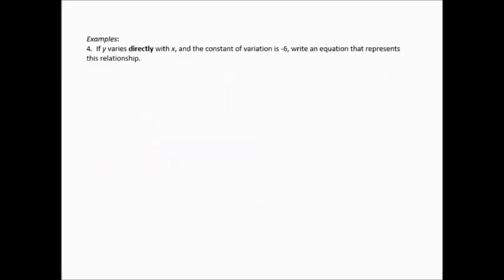Let's take a look at a word problem here. So this problem does not give me a table or a graph or an equation. We're going to have to write it ourselves. So in this example, it says if y varies directly with x. So let's take a pause there. If y varies directly with x, so that means I know this. Y is equal to kx.